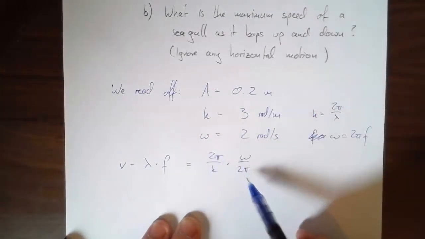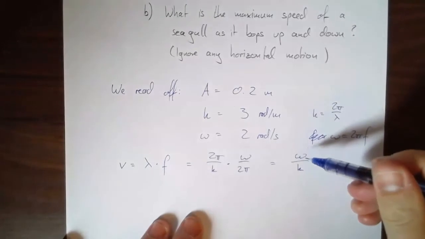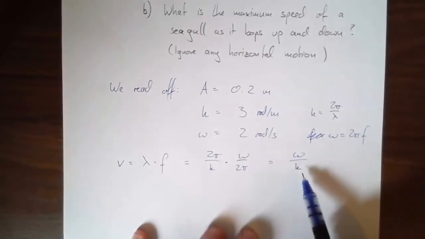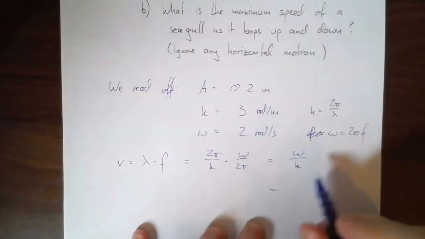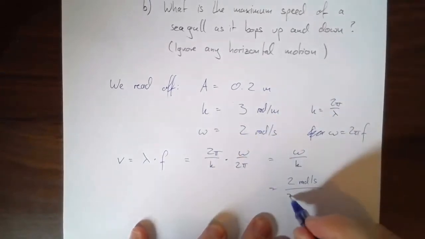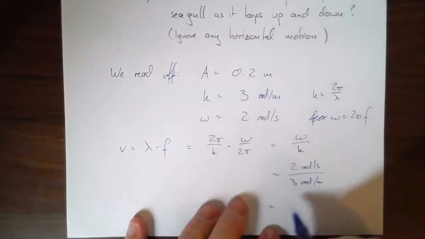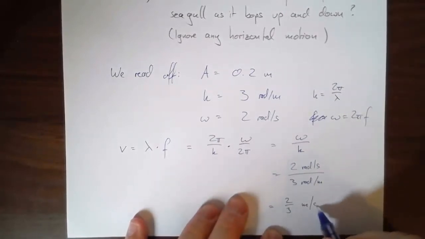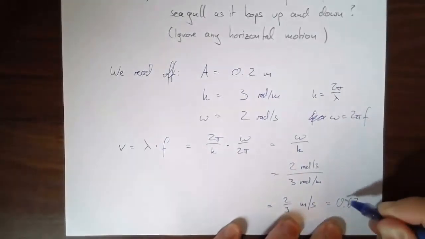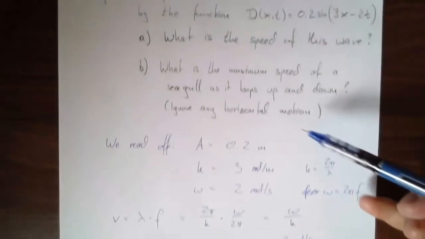Now that's kind of nice, because it means that the 2 pi's cancel out, and I just derived another expression for my speed: angular frequency over the wave number. So in my case, it's going to be 2 radians per second divided by 3 radians per meter, which comes to 2/3 meter per second. Or if I don't like fractions, approximately 0.67 meters per second. So that answers part A.